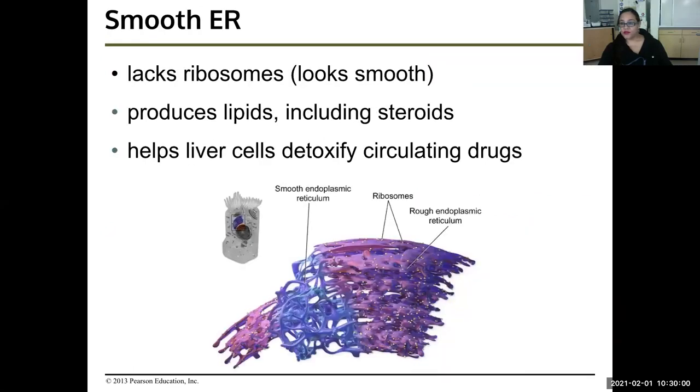Smooth ER lacks ribosomes, so it looks smooth. It produces lipids, including steroids, and helps your liver detoxify circulating drugs. So all of our cells have smooth ER, but our liver cells, where we detoxify things in our bodies, have a little bit more smooth ER, a little bit more active smooth ER. Just like our heart cells have a lot of mitochondria, which we'll get to, because they need a lot of energy because they constantly beat all the time or we die.